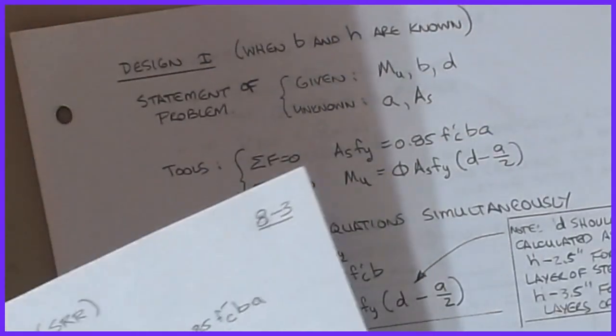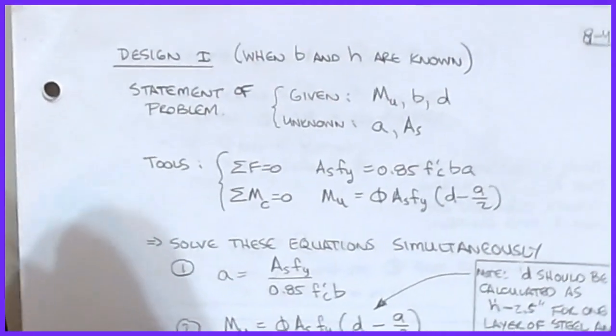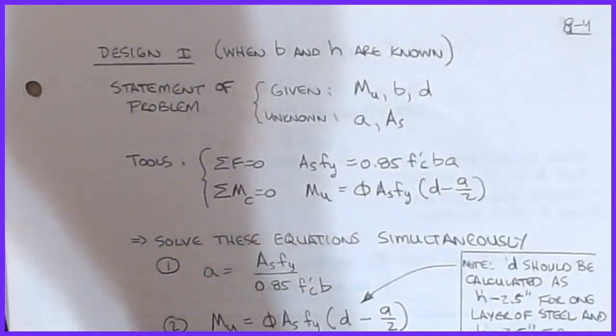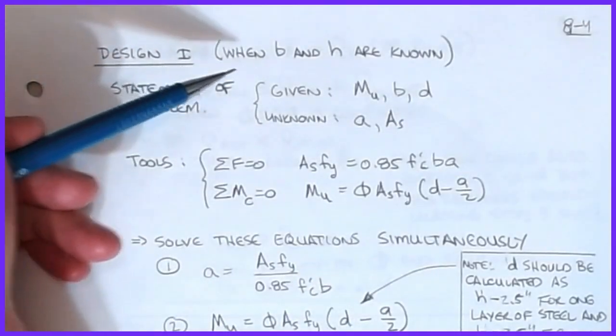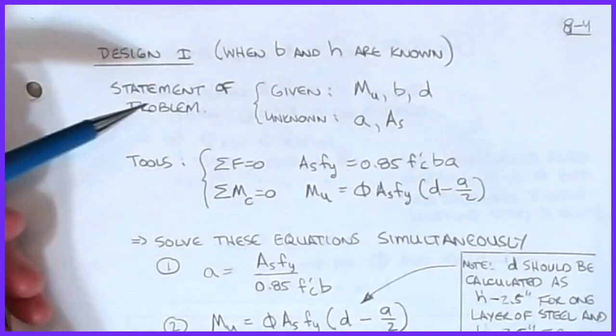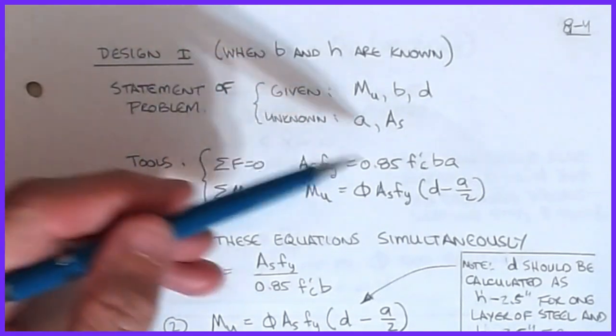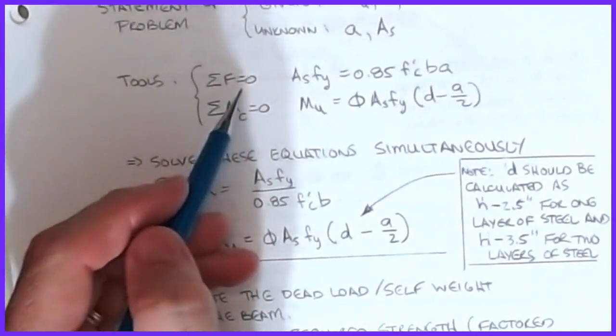So let's go through. The analysis is pretty straightforward. We've done that one several times now, but it's the design ones that we want to talk about. How do we start to solve this methodology? All right, so for design one, basically this is the scenario when b and h are known, or b and d are known, and the cover is known. We have a statement of the problem that says we are given Mu, b and d, and we don't know a and As. The tools that we have is the sum of forces equal to zero.